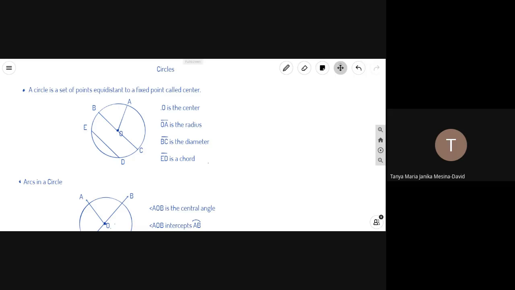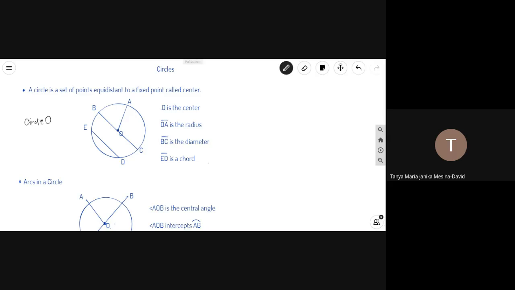Hi, in this video, we'll be looking at circles. Now, a circle is a set of points equidistant to a fixed point called the center. So in the diagram that you can see below, we have circle O. The name of the circle is actually the center, so we have here the center as O.